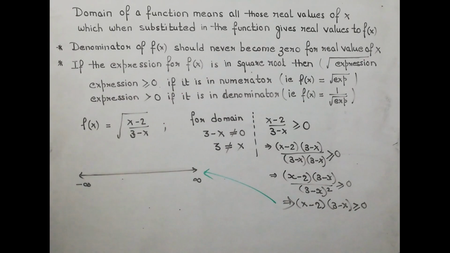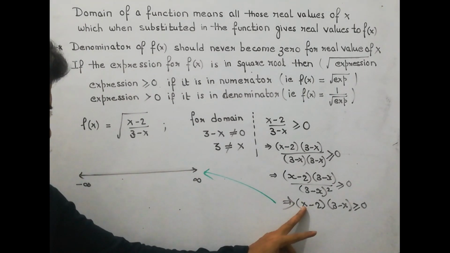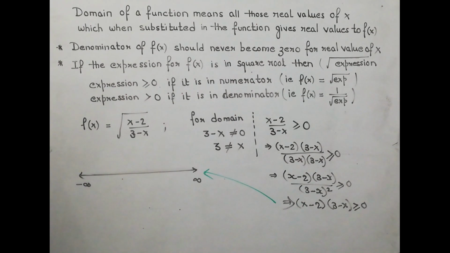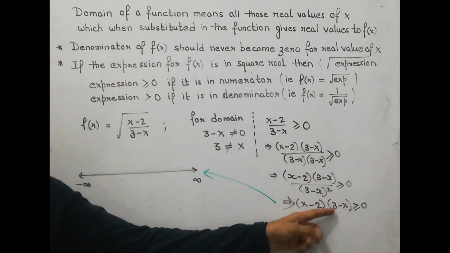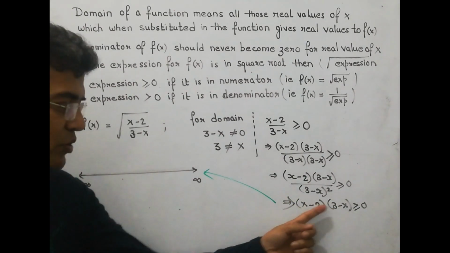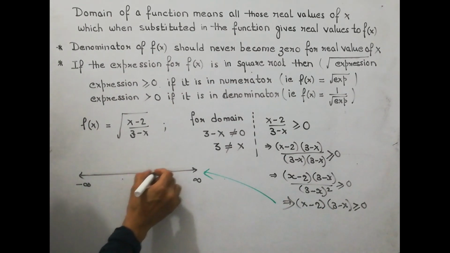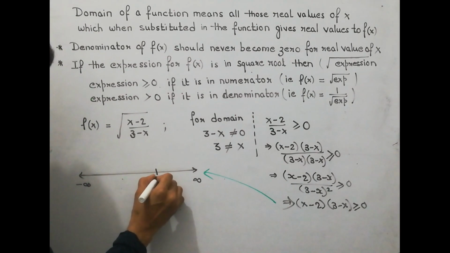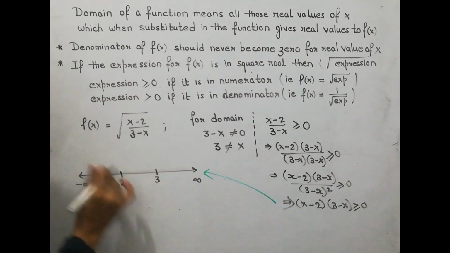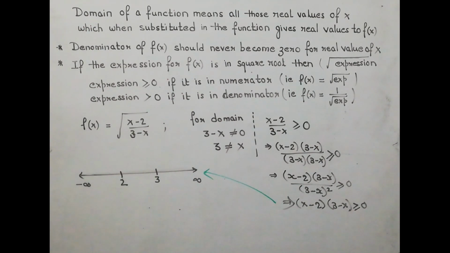And on this number line, you will mark those numbers which can make these factors 0. So here you see, the value of x when taken as 2 will make this 0, and the value of x when substituted as 3 will make this factor 0. So we have to get those values of x which can make these factors 0. Those values of x are 3 and 2. So on the number line you will mark 3 and 2.